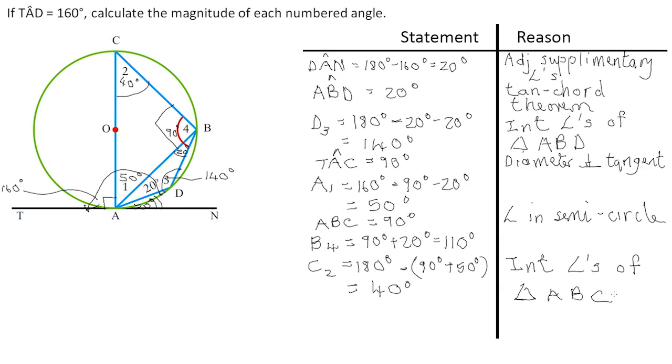Let's just double check that I calculated all angles. A1, I've calculated as 50. B4, I've calculated as 110 because it's 90 plus 20. C2, I've calculated as 40. And obviously D3, I've calculated as 140. And you can clearly see there, based on the information at hand, there's no need to solve it in sequence, as long as you answer the question and you answer all the different numbered angles.